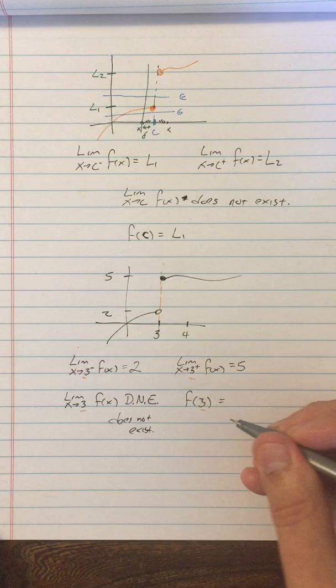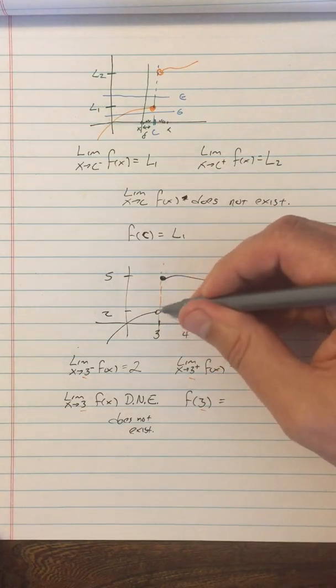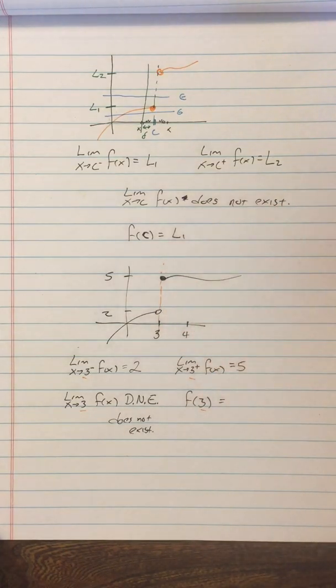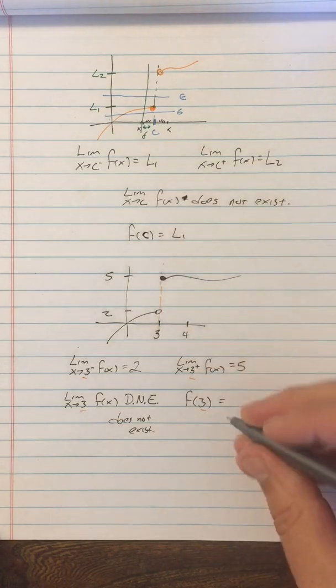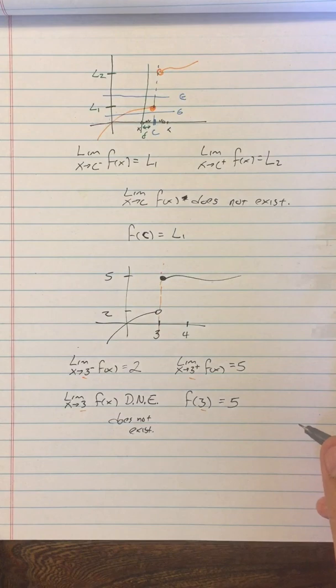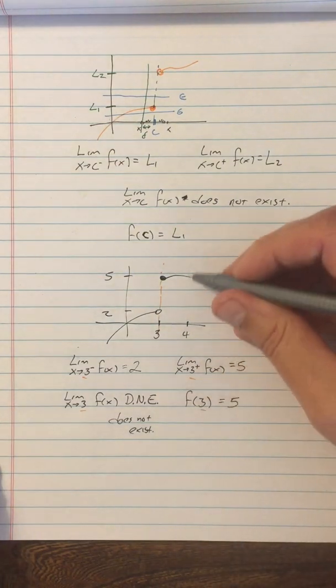Okay, and then what is f of 3? So f of 3 is not where the hole is. If these were both holes, we would say f of 3 also does not exist. But now f of 3, it's where the point is, 5. All right? Okay, so now let's look at 4.